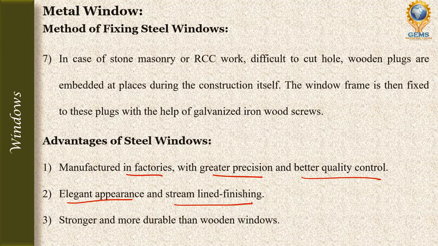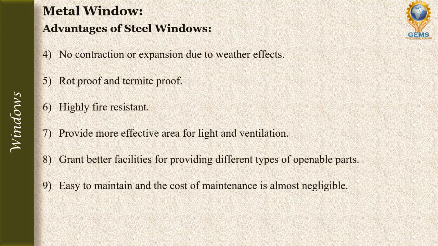So it looks beautiful. Third, metal or steel windows are stronger and more durable than wooden windows. Fourth, there is no contraction or expansion due to weather in a steel window. But a wooden window has these types of defects: if there is more water, it will expand, and if it is very dry, it will contract. There will be no such effect in the steel window.